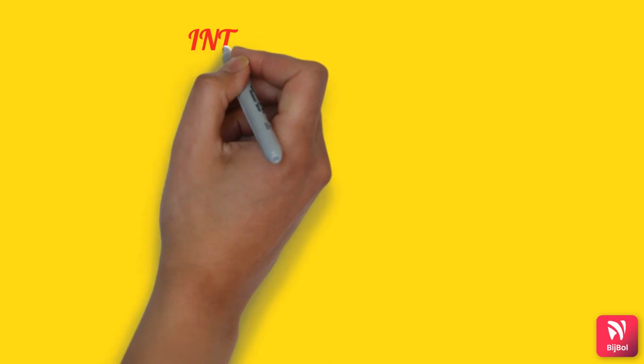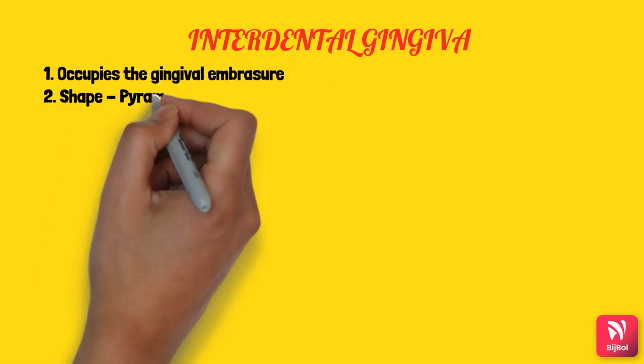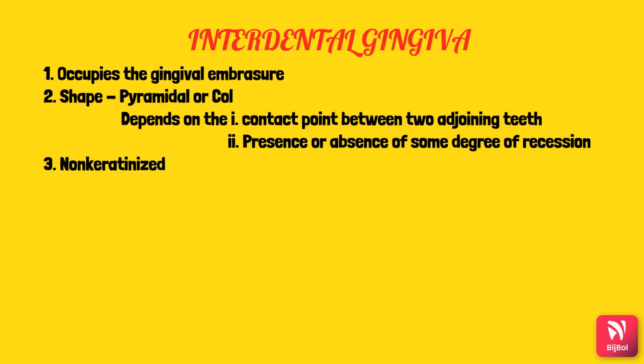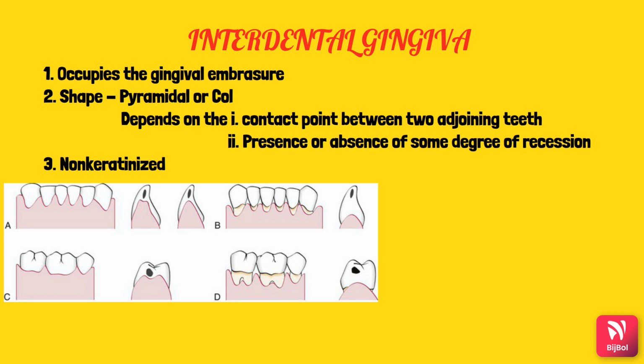Next, we will learn about the interdental gingiva. The interdental gingiva occupies the gingival embrasure. By gingival embrasure, I mean the space beneath the contact point of two teeth. In the anteriors, the contact is pinpoint, therefore the shape of the interdental gingiva is pyramidal, whereas in the posteriors, this contact point is broad, therefore it assumes a cone-shaped or a tent-shaped interdental papilla. So it will appear like a valley connecting the facial and lingual surfaces. So the interdental gingiva depends on the contact point that is present in between the two adjoining teeth.